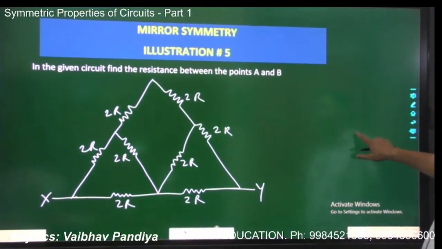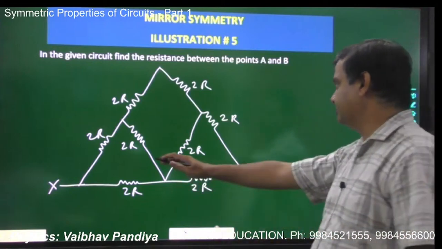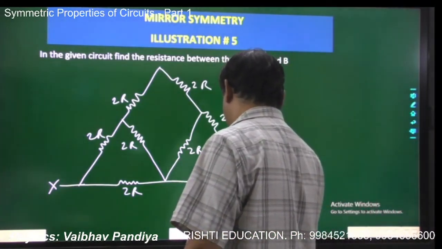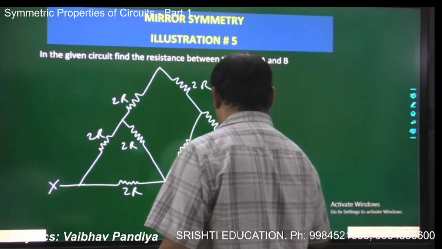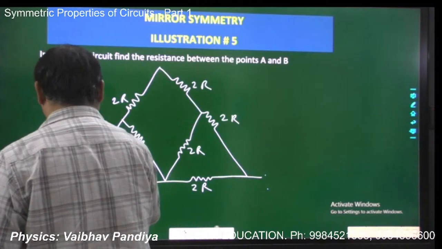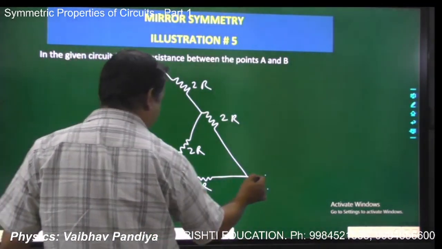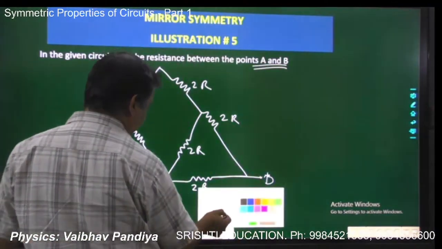Now, say in the given circuit, find the resistance between the points A and B. Fifth illustration. There is some typographical error: it's written X and Y, but the instruction of the problem says A and B. So according to the instruction, let us write the target points as A and B. We have to find the resistance between A and B.